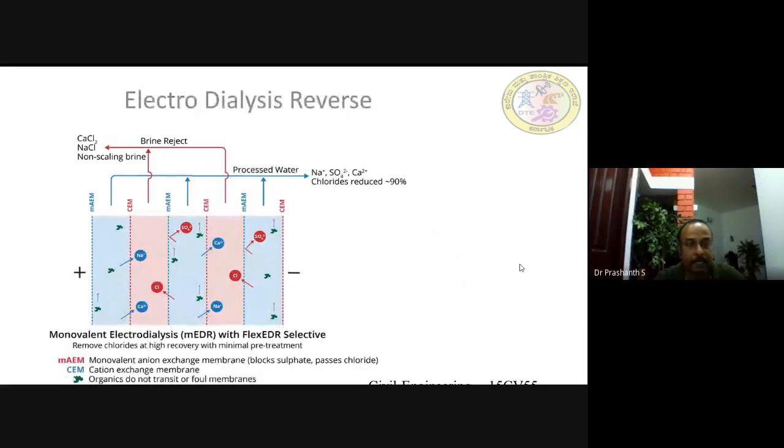This is the schematic diagram of electrodialysis reversal. The monovalent electrolysis with flux are selective. A brine rejector is there. Processed wastewater comes out of this, where the chlorides, calcium, sulfates, and sodium are removed to 90%. The red one is the monovalent anion exchange. This is the cation exchange membrane. Organics do not transit or fold membranes.